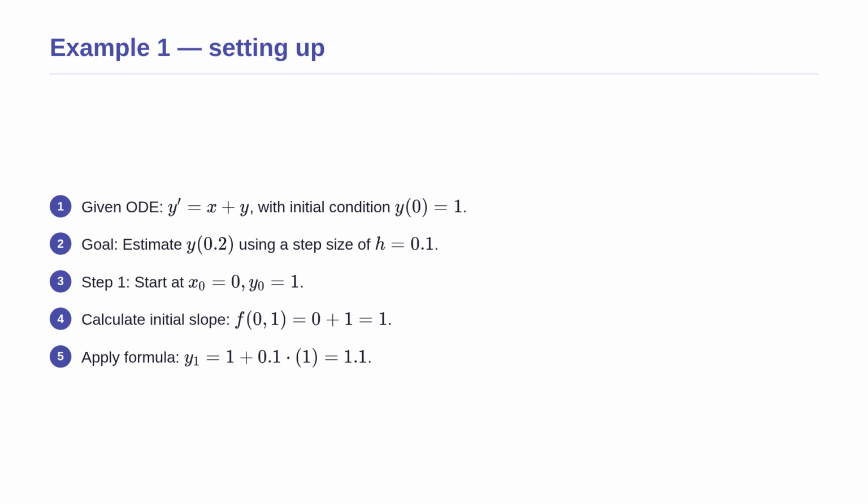Now that we understand the formula and the visual, let us solve a basic first-order differential equation. We are given y prime equals x plus y, starting at x equals 0, where y is 1. We need to estimate the value of y when x is 0.2, using a step size of 0.1. This means we must take exactly 2 steps. For our first step, we plug our starting values into the slope function, giving us a slope of 1. We then multiply this slope by our step size and add it to our starting height, giving us a new y value of 1.1.